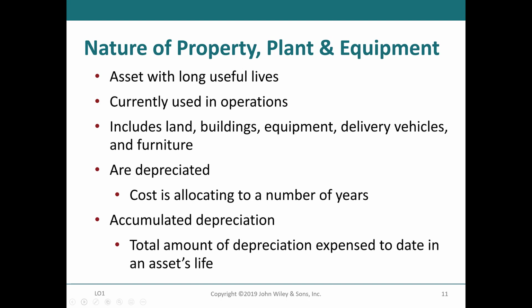Now, what's the nature of plant, property, and equipment? Okay, it comes under plant, property, and equipment. They're assets with a long useful life, and they're usually used in the operation of the business. Okay, the other one we talked about, they're not used, and that's why they came under the long-term investment. This also includes land, building, equipment, delivery machines, furniture, computers, whatever you use in operating, right? That has a long useful life. Okay, we're going to term that as property, plant, and equipment, and they're usually depreciated.